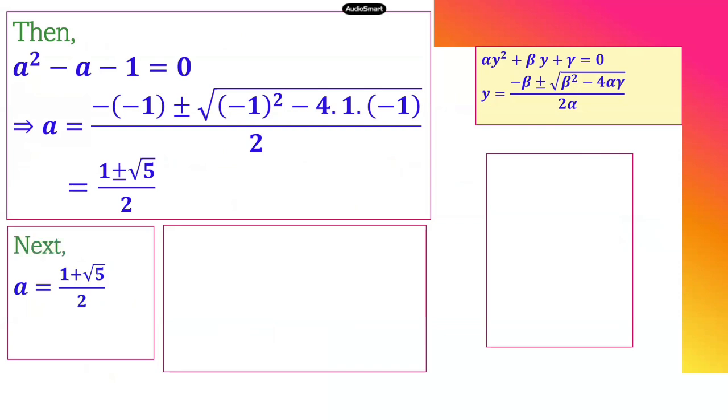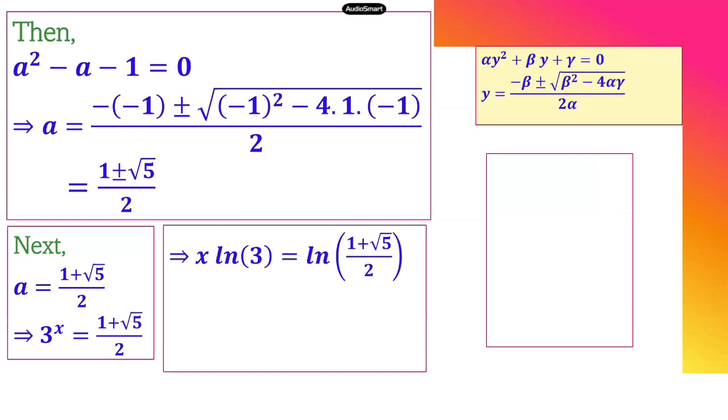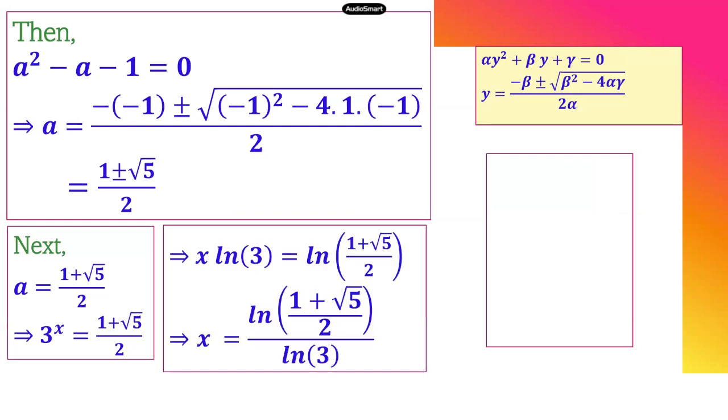Next take a = (1 + √5)/2. Then this is equivalent to 3^x = (1 + √5)/2. Now we take the ln on both sides, and then you will have the answer: x = ln((1 + √5)/2) / ln 3.